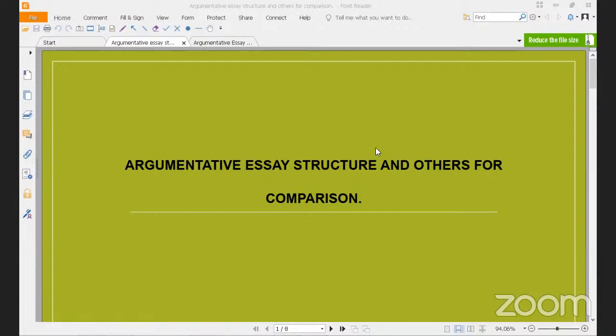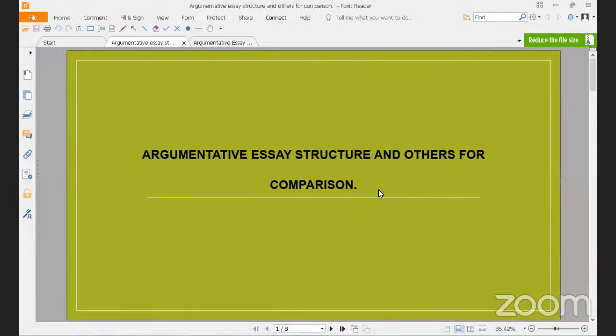Okay, guys, I guess we should get going. How are you? I hope everything is going well. And we are officially halfway. And today we are going to talk about a different type of essay. This one is a little bit different. We still keep some of the old structures we have used so far, but let's talk about this type of essay. Argumentative essay, its structure and how it compares to other essays.